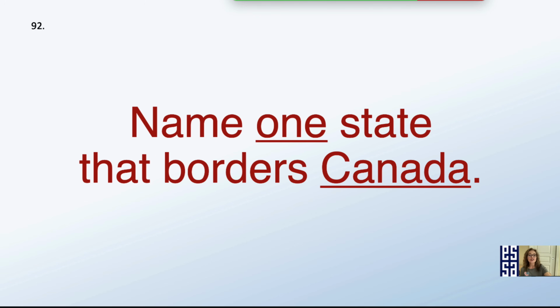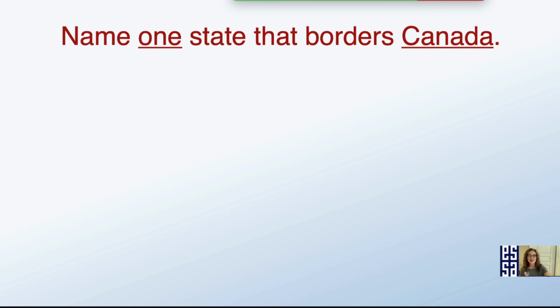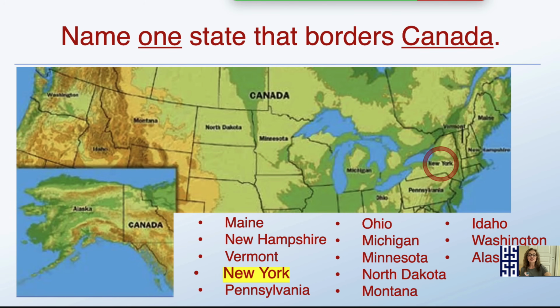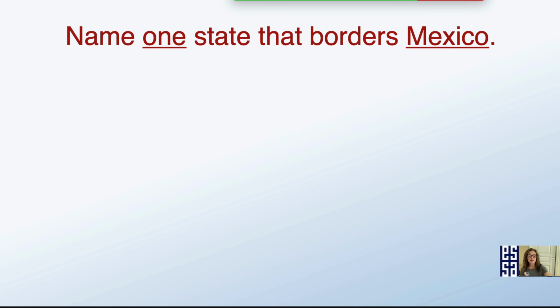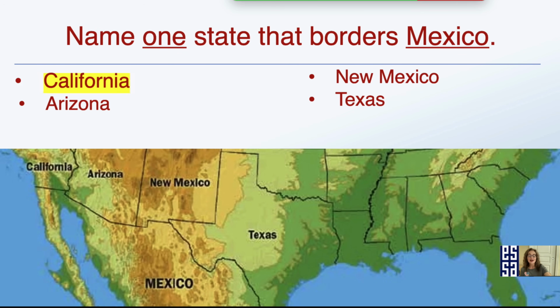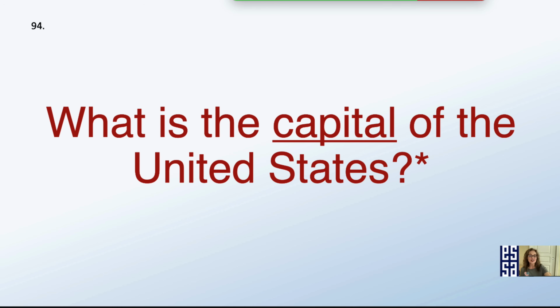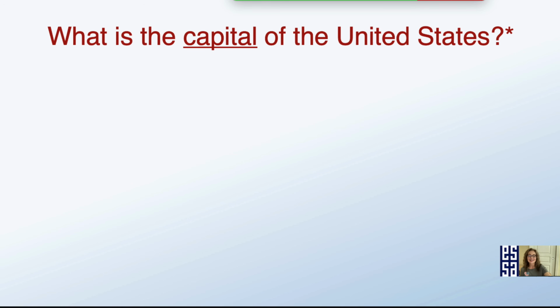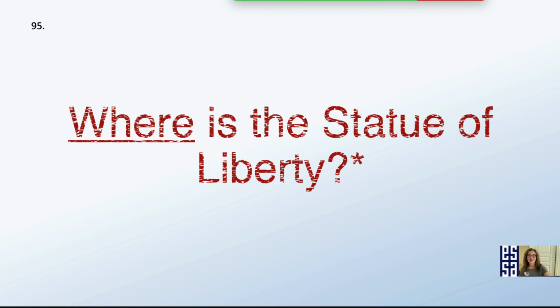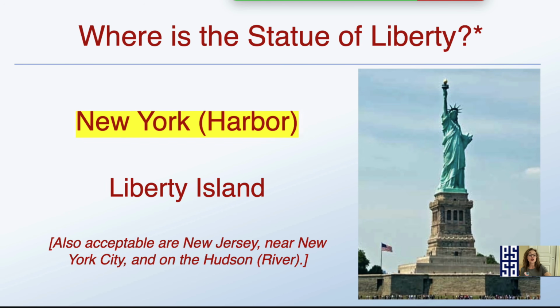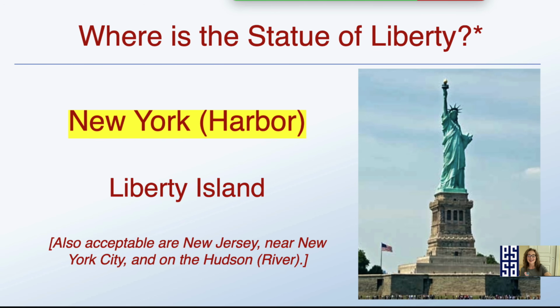Name one state that borders Canada. Quite a few of them. I chose New York. Name one state that borders Mexico. There are 4 to choose from. I chose California. What is the capital of the United States? Washington, D.C. Where is the Statue of Liberty? Statue of Liberty is in New York Harbor, or New York.